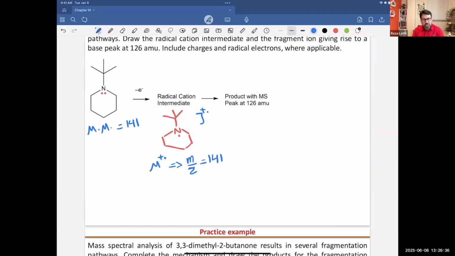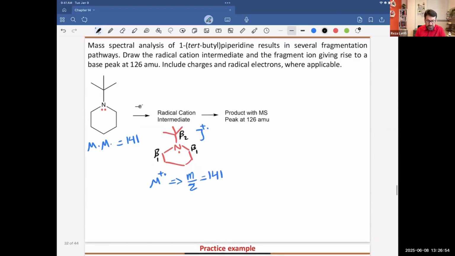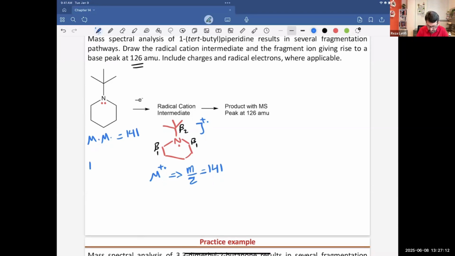Okay, now we can look for the beta carbons. We have one beta carbon here, and that's also a beta carbon. These two are identical, and I'm going to call that one beta 2. If you look at the mass of the final product, it says 126. So we started with 141, and the mass went down to 126, so clearly we lost something from the system. If I subtract 126 from 141, that's going to be 15, which is equal to CH3. So what's going to happen is that I can have alpha cleavage.